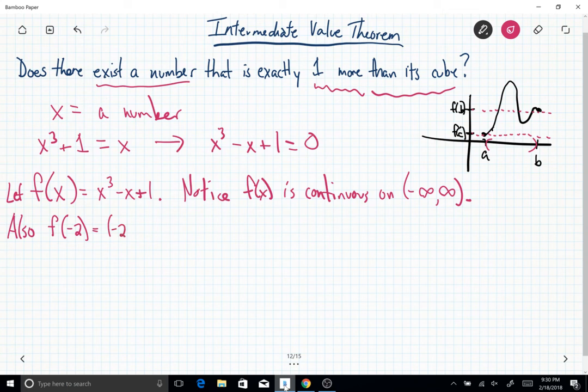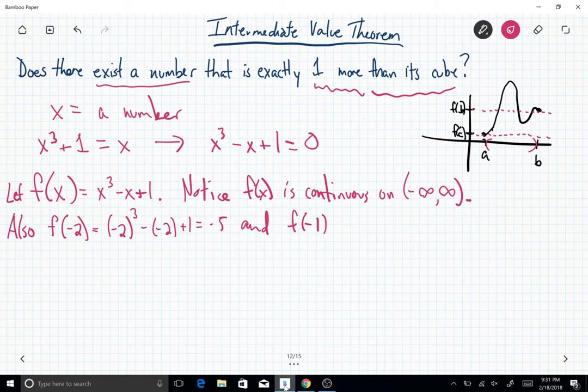This might take some practice in terms of gauging where those function values might lie. Notice we get negative 2 cubed minus negative 2 plus 1. So that's going to be negative 8 plus 3 essentially, so that's negative 5. Then let's check out f of negative 1. I could pick any other value as long as I have something that's positive. Notice 0 would be in between these function values. So what happens when we plug in negative 1? We get negative 1 cubed minus a negative 1 plus 1. So that should equal plus 1.